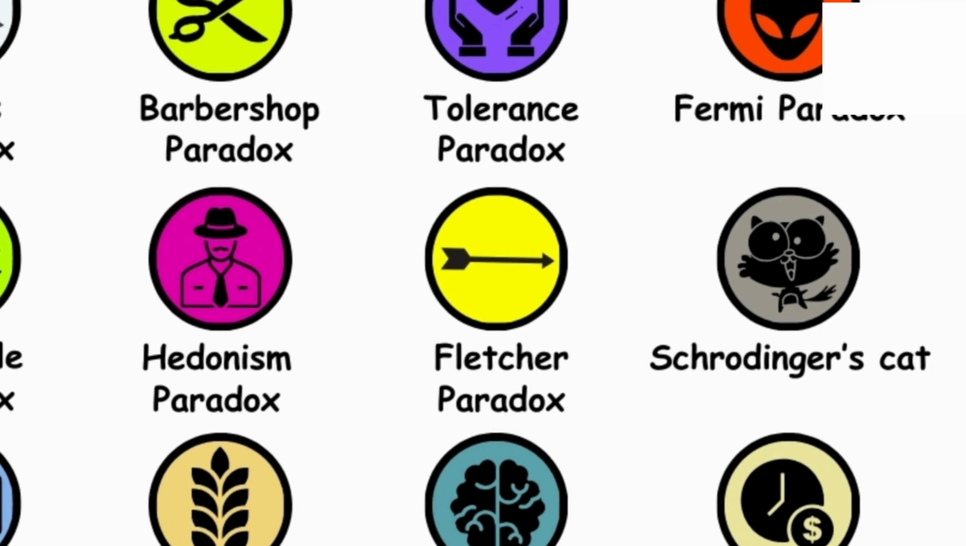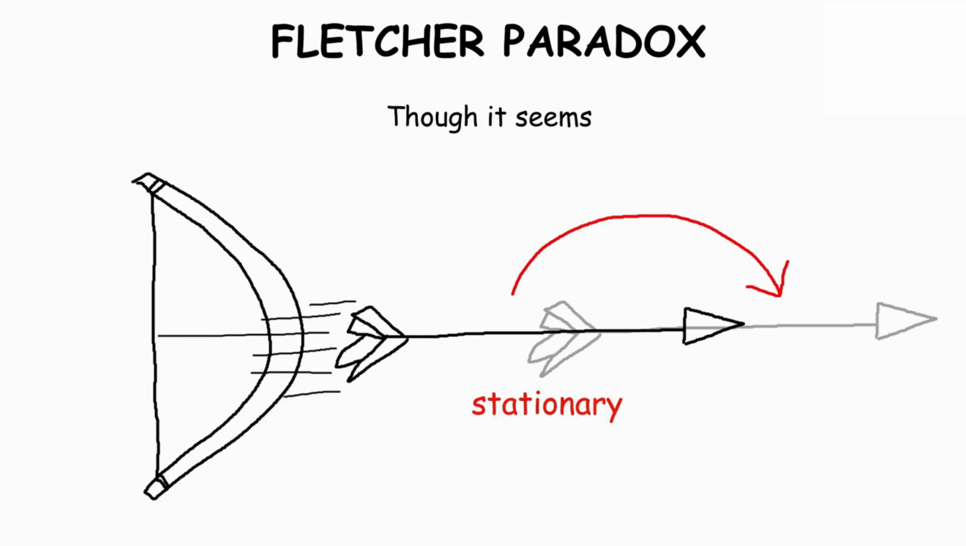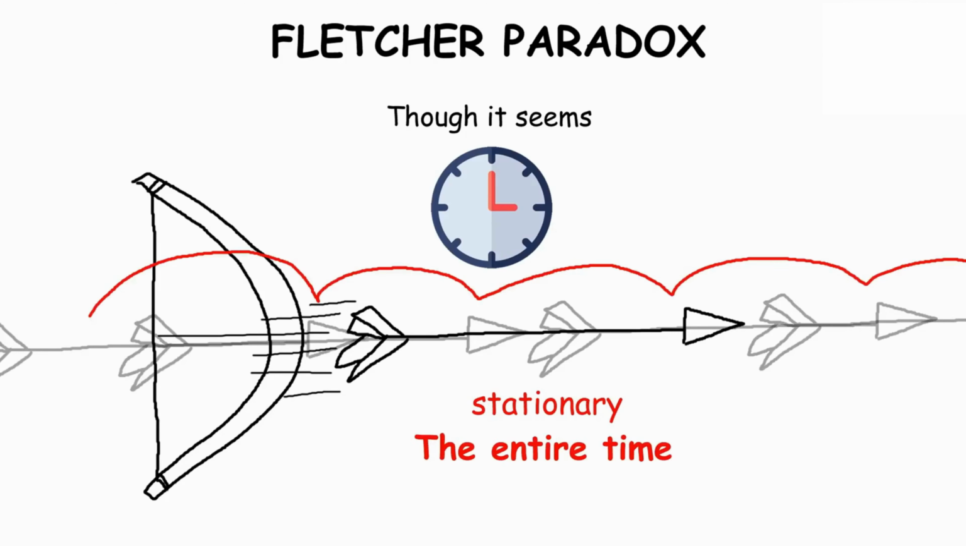Fletcher paradox. Though it seems an arrow in motion is continuously changing its position, the paradox argues that at any instant, it can't move to where it isn't, or where it is, making it stationary. Since time consists of these instants, this paradox suggests the arrow is stationary the entire time.